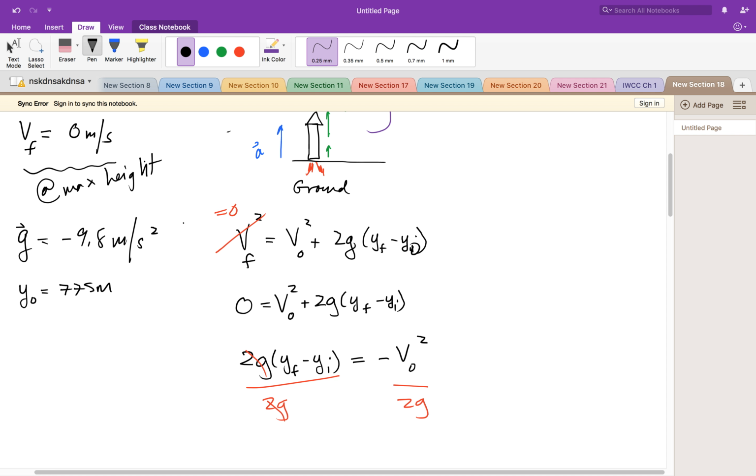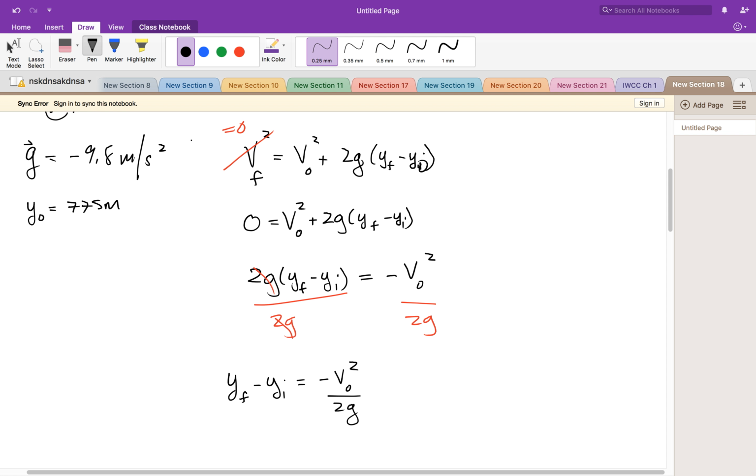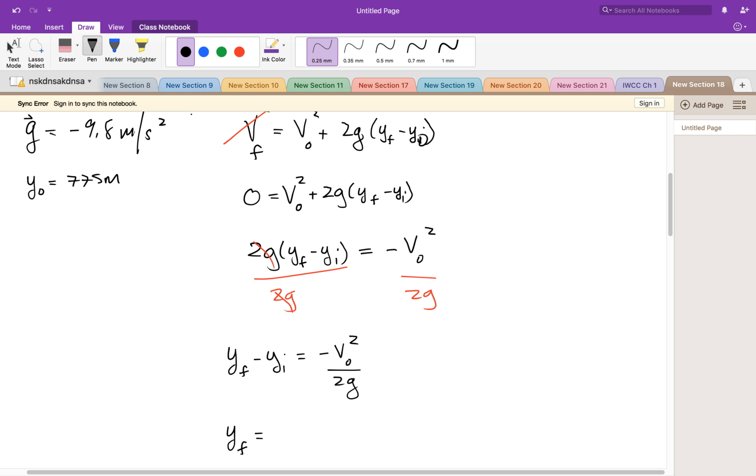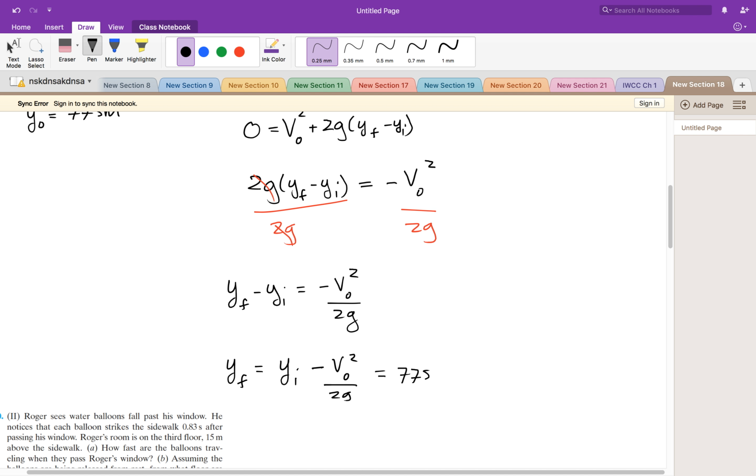And so what that does is that gives me this, right? So it gives me Y final minus Y initial equals negative V0 squared over 2G. And now I can add the Y initial to both sides. And what I'll get is Y final equals Y initial minus V initial squared over 2G. And now we'll just plug numbers in. That's 775 meters, right? Minus 70.4 meters per second, the whole thing squared, over 2 times negative 9.8 meters per second squared.